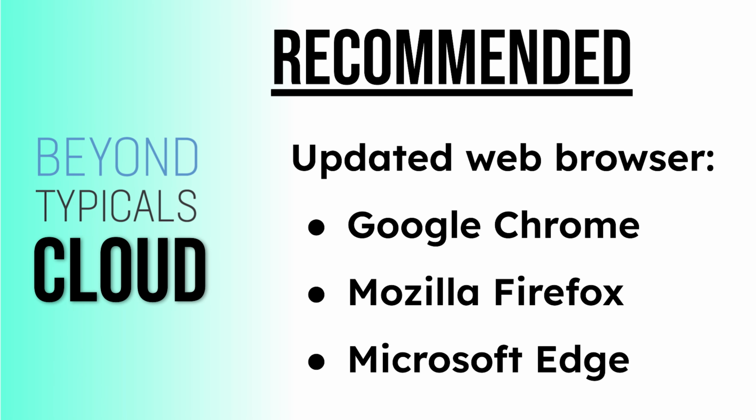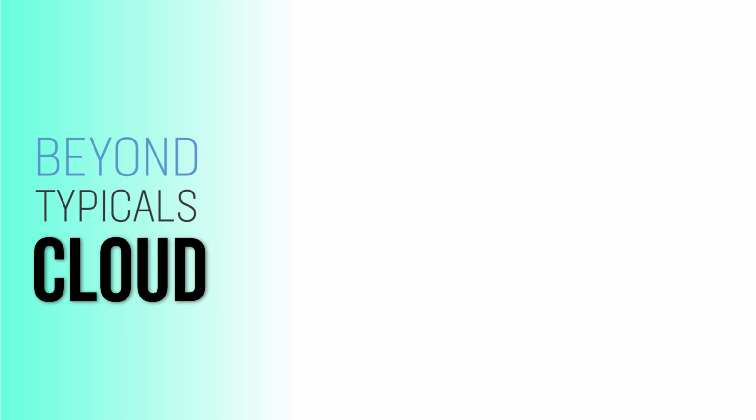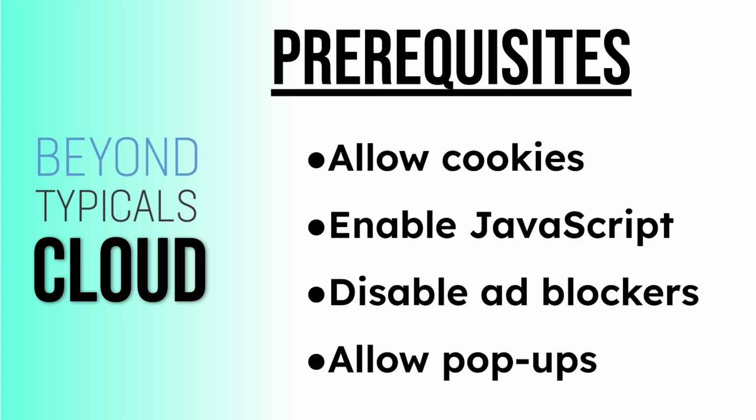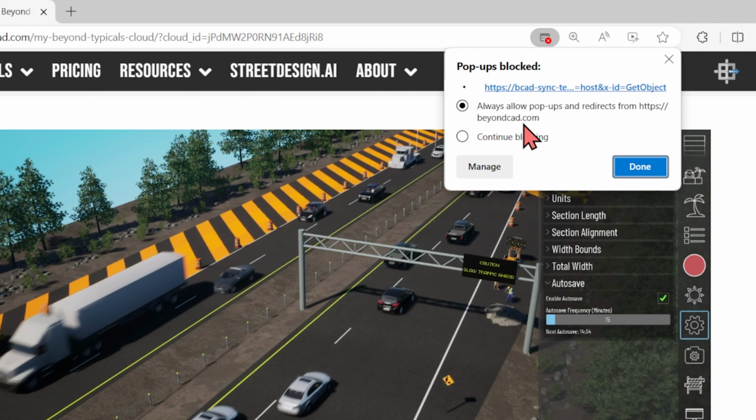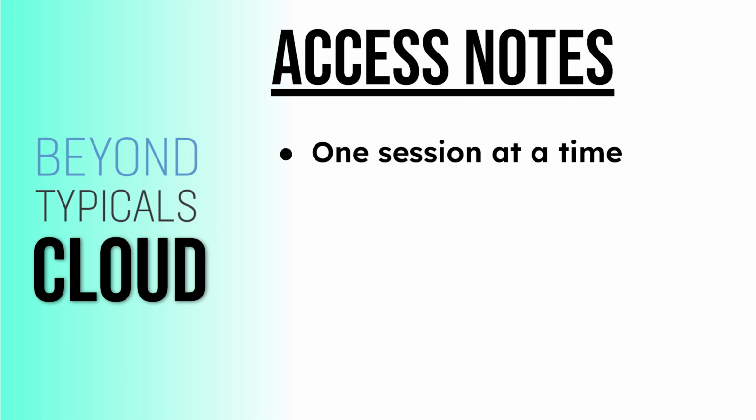We have some important recommendations and prerequisites that you should consider before operating Beyond Typicals Cloud. First, while BT Cloud should work on most modern browsers, we recommend the most up-to-date version of Chrome, Firefox, or Edge. Other browsers or out-of-date versions may experience more issues. You also need to check your web browser settings. Make sure your browser allows cookies, that JavaScript is enabled, and disable any ad blockers that you might have installed. Most importantly, you need to allow pop-ups on that page in order to save and load your files, or render any images or videos. You can only operate one BT Cloud session at a time on your device.